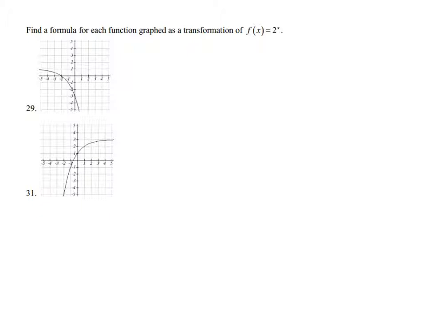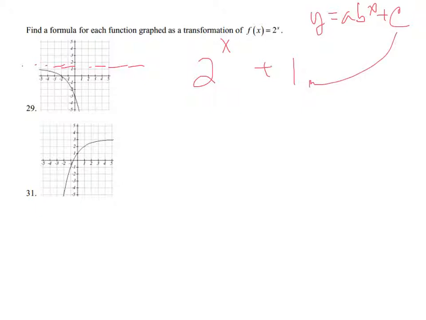Now we're getting to the meat of it. They're telling us that these are transformations of y equals 2 to the x. So a couple things I'm seeing with number 29. These are out of the section in the book. I'm seeing a horizontal asymptote of 1. So that tells me it's going to be 2 raised to the x plus 1. Remember, that's that c number. If you think back to that other slide, we had y equals a times b to the x plus c. Well, the c in this case is going to be 1. I know b is 2 because they told us that.